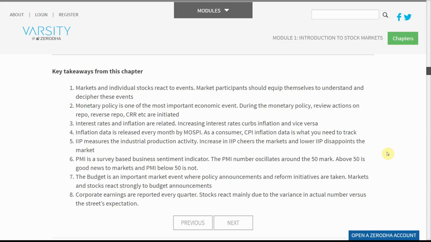The budget is an important market event where policy announcements and reform initiatives are taken. Markets and stocks react strongly to budget announcements. Corporate earnings are reported every quarter. Stocks react mainly due to the variance in actual number versus the street's expectation.